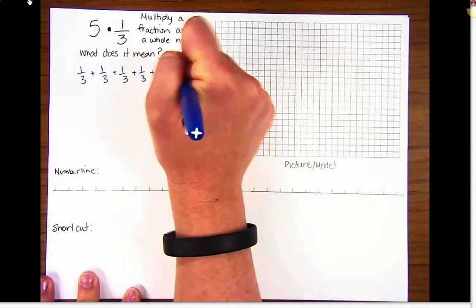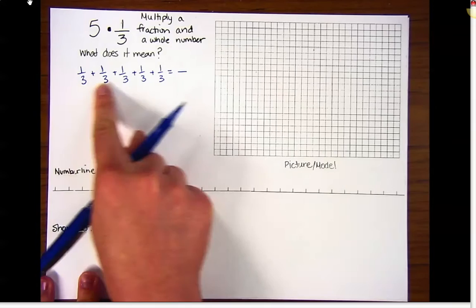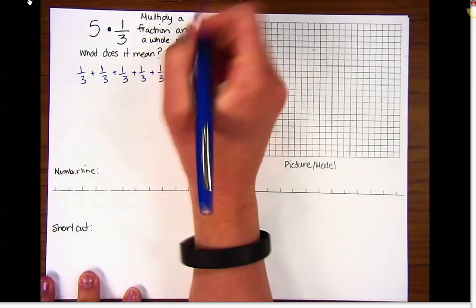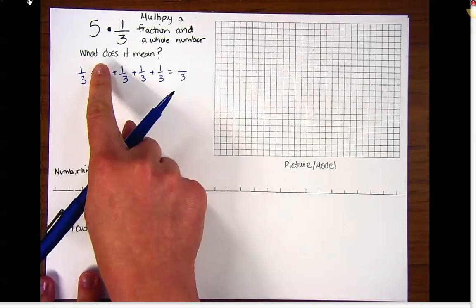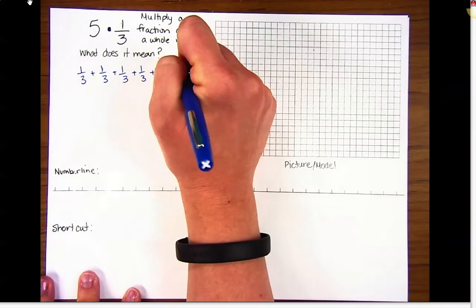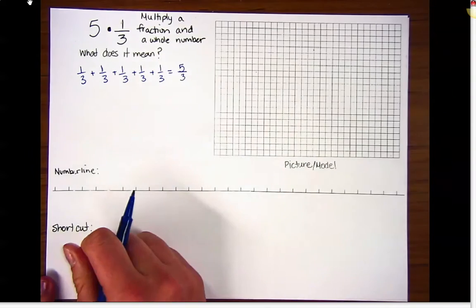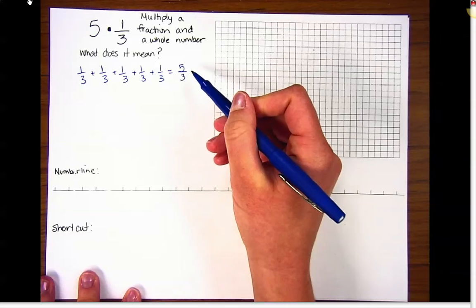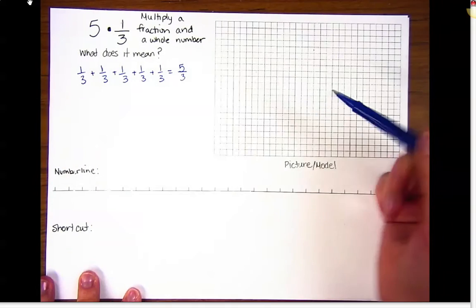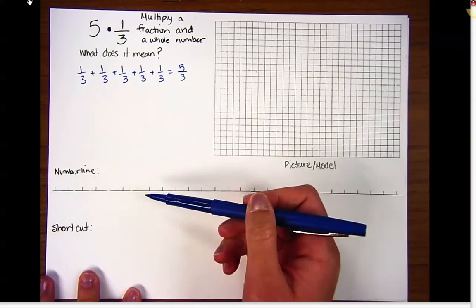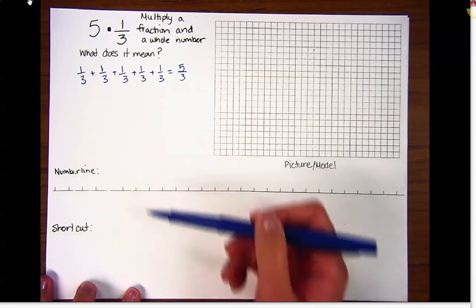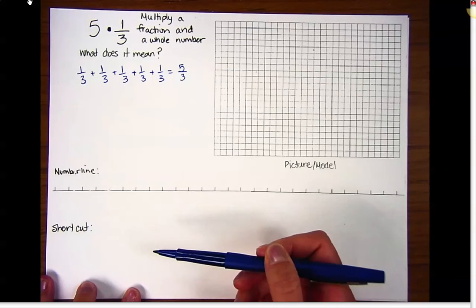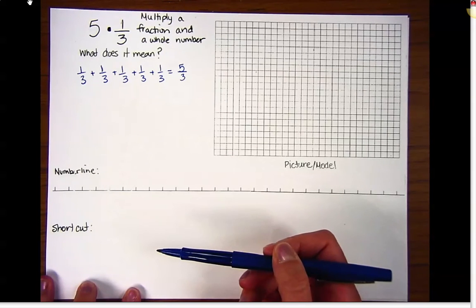Well, what would I get if I add those together? I have a common denominator of 3, so my denominator stays 3 when I'm adding fractions. I'm going to add the numerators: 1, 2, 3, 4, 5. I have 5/3. What kind of fraction is this? It's an improper fraction. We're going to look at how we can take this same problem, draw a picture of it, and represent it on a number line. I want you to see if, as we're going through these, you can come up with some sort of shortcut for this. And we'll discuss the shortcut in class.